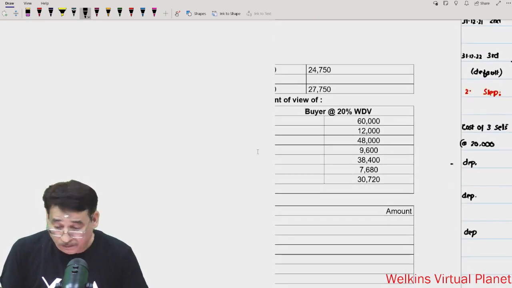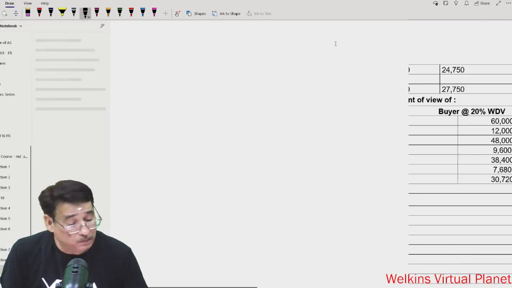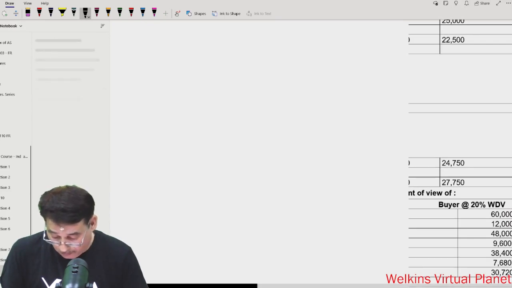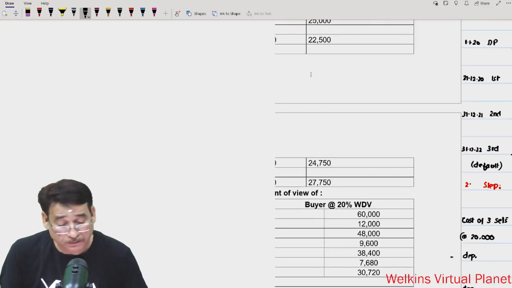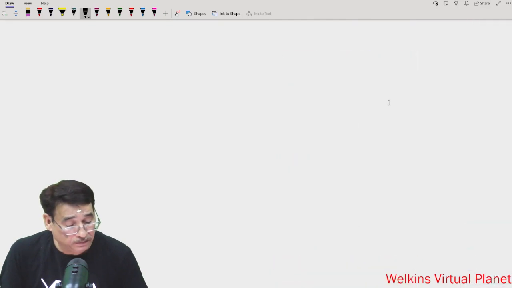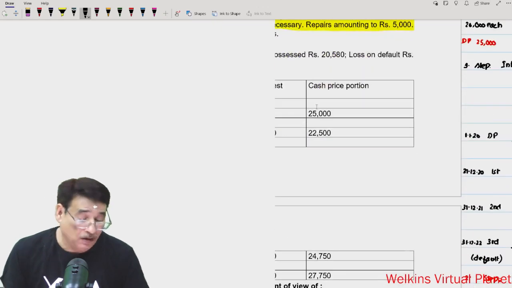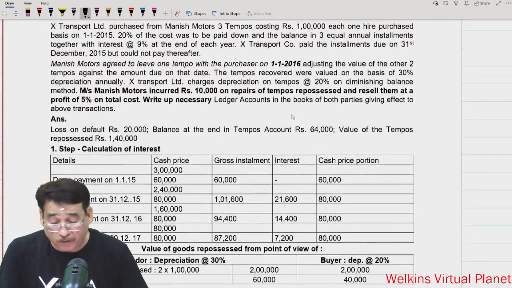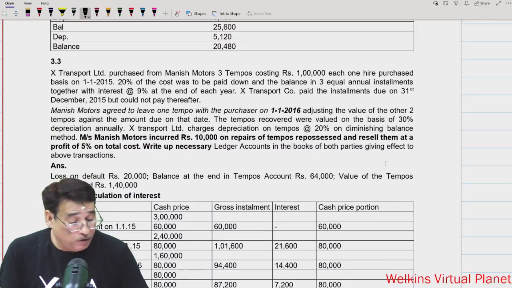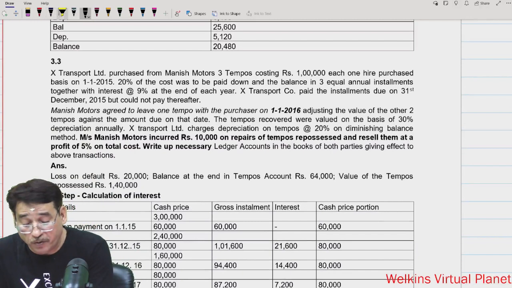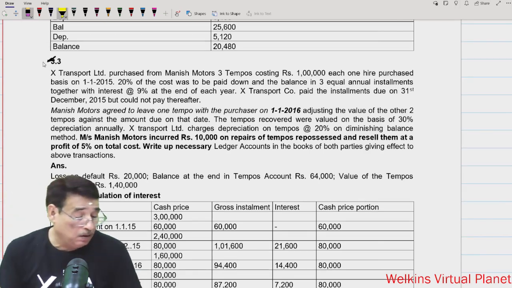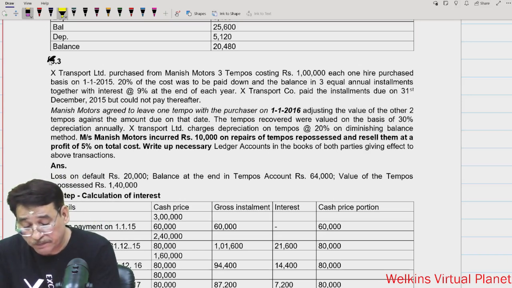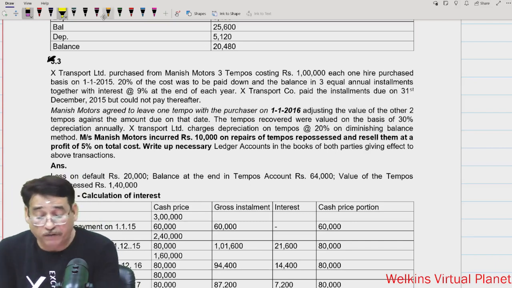So 3.2 we have done, and partial repossession you must have comprehended quite well, the accounting pattern. Now there is a very interesting question with respect to 3.3, if you are going to pay attention towards this particular question. Today there is some problem with respect to internet data. Anyway, in the meantime, we will go through the question.